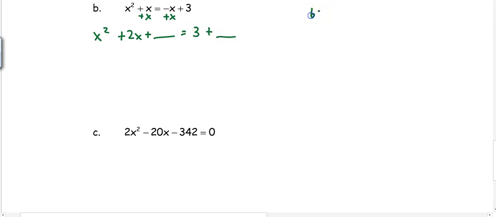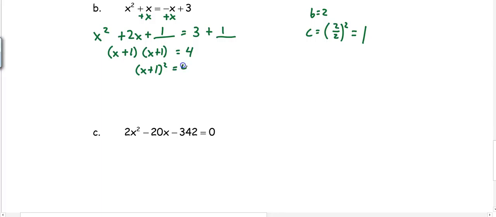So if my b value is 2, to find my c value, it's 2 divided by 2 squared. 2 divided by 2 is 1. 1 squared is 1. So I'm going to add 1 to both sides and factor. So half of 2 is 1. So in each parenthesis, I get x plus 1 equals 4. So we get x plus 1 squared equals 4.